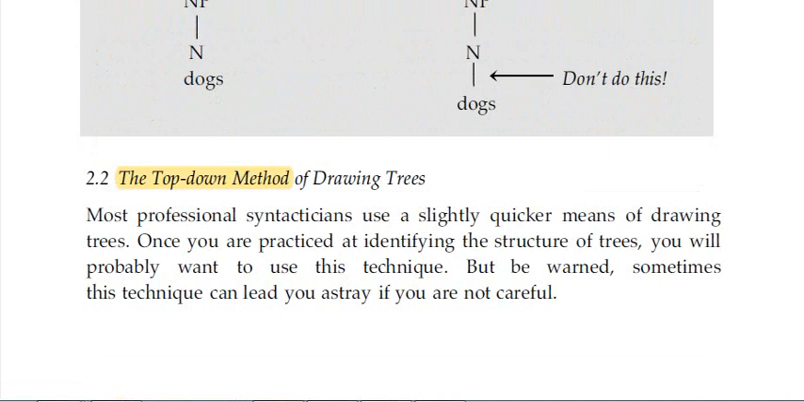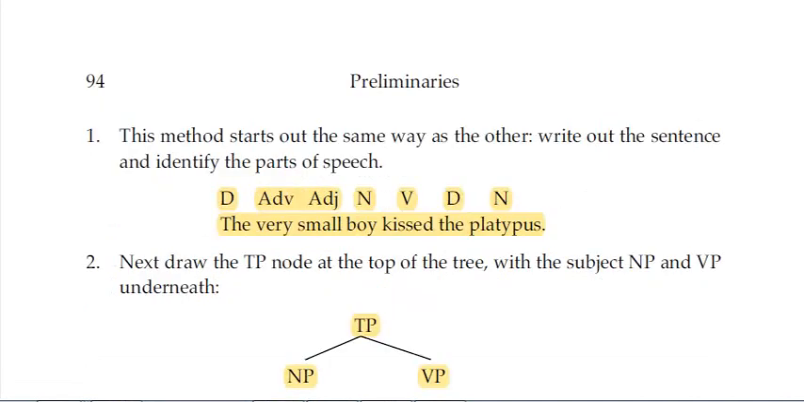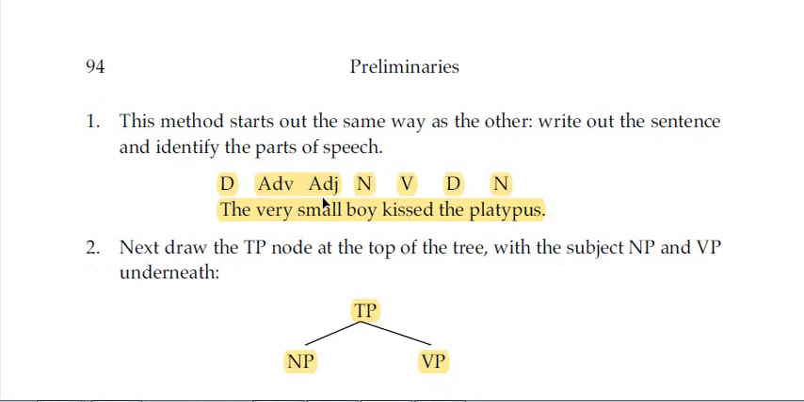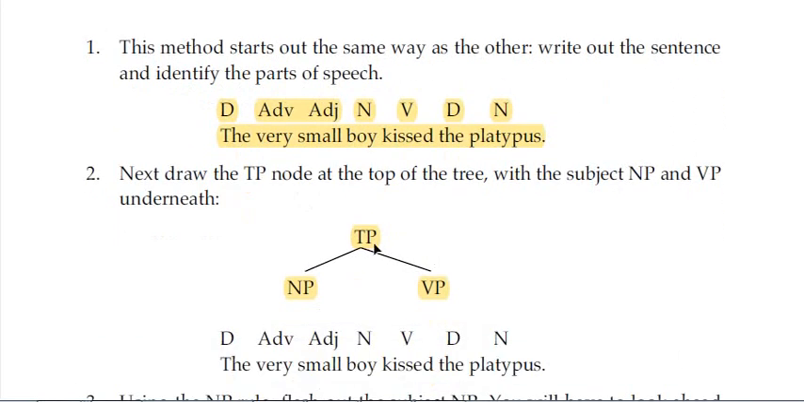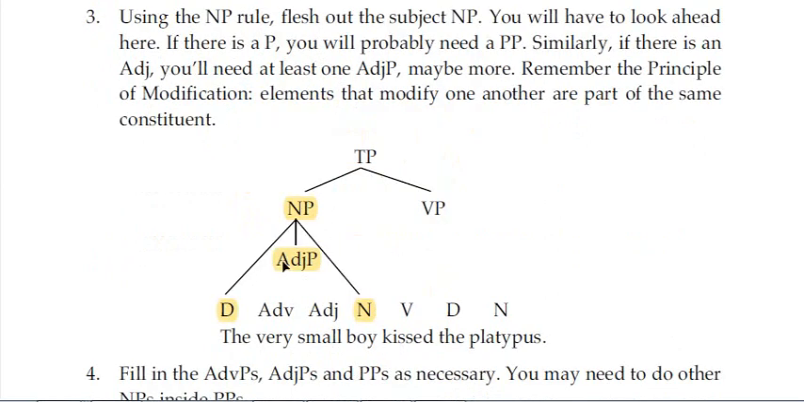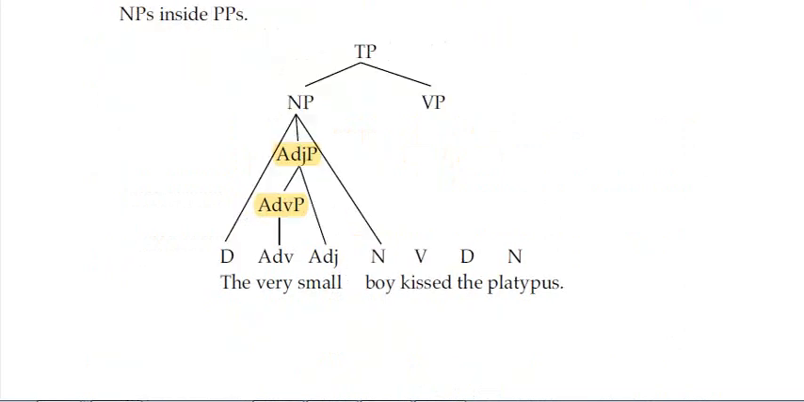Okay, now what about top-down method? Kalau dari atas seperti apa? The first step is the same. Step yang pertama sama, masing-masing diberi label. Kemudian kita langsung menggambar TP di atas. Kemudian divide it into noun phrase and then verb phrase. Then going down again, noun phrase divided into determiner, adjective phrase, and then noun. And then we complete it.